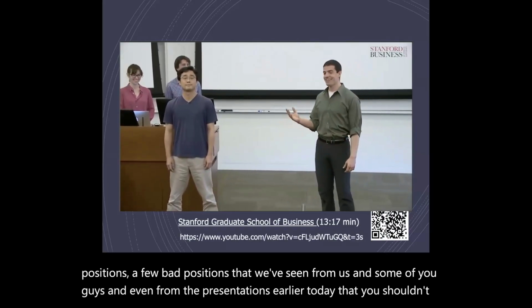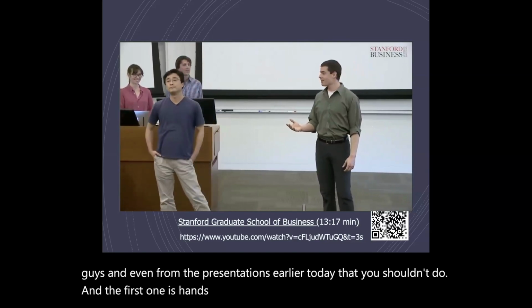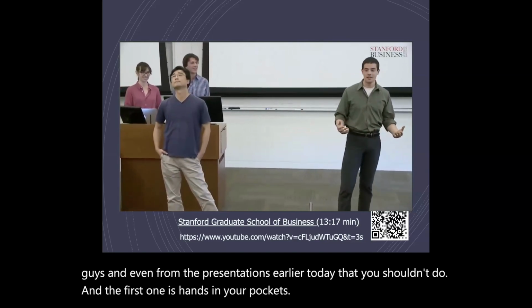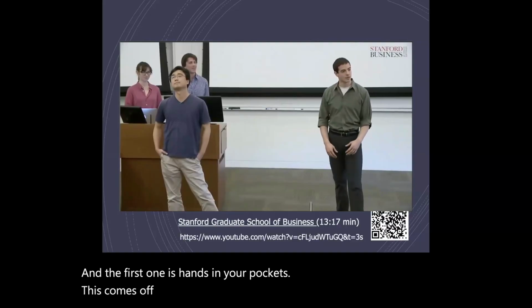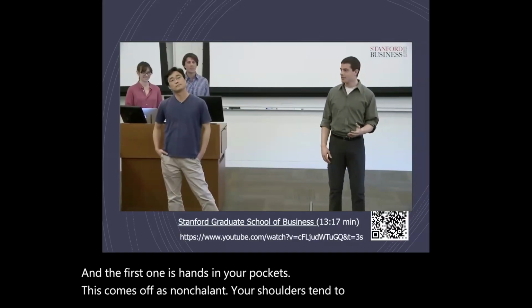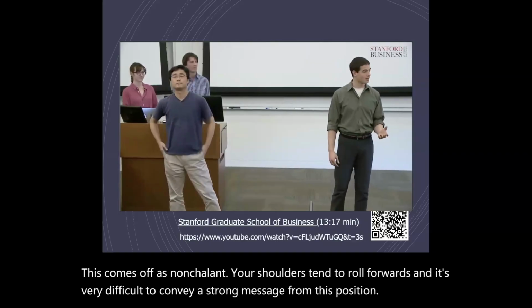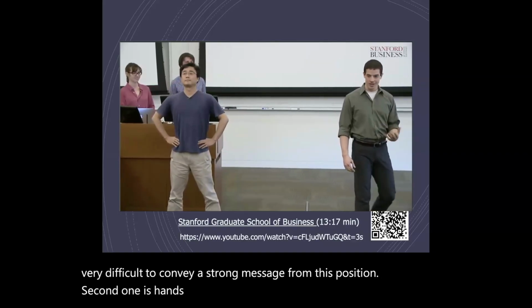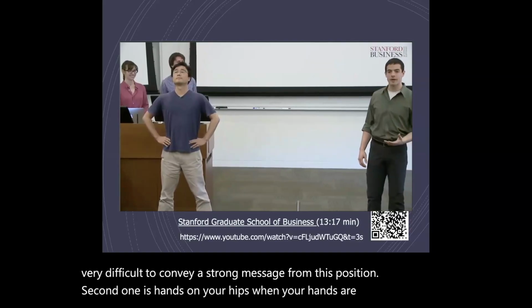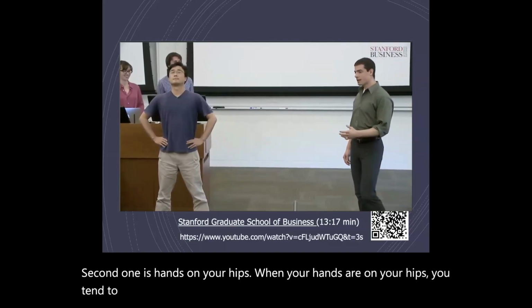And the first one is hands in your pockets. This comes off as nonchalant. Your shoulders tend to roll forwards, and it's very difficult to convey a strong message from this position. The second one is hands on your hips. When your hands are on your hips, you tend to look overbearing and powerful.